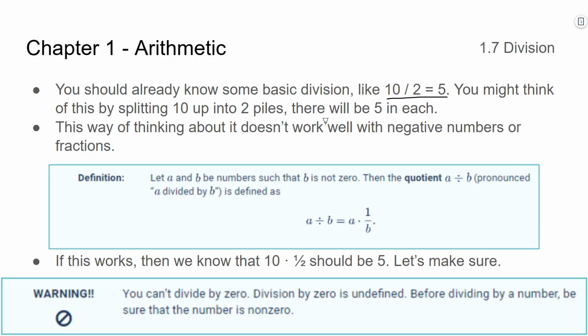For example, dividing with negative numbers. Let's say you're doing negative 10 divided by 2. It's hard to think of that in the same way because you can't have a negative amount of socks, right? So we're going to change the way we think of division a little bit, and that's going to help us perform different operations as we move forward.